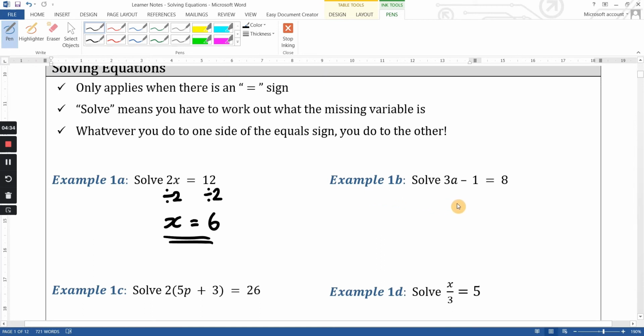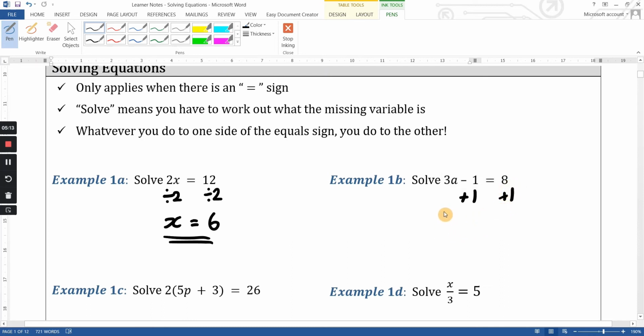So let's try 1b. We've got 3a minus 1 equal to 8. We want our answer to look like a equal to something, so I just want a on its own on one side. Let's just keep the a on this side. I know I've got 3a, let's just keep that there. Let's get rid of the minus 1, because I don't like that being there. To get rid of it, you always do the opposite of what it actually is. So if it's a minus 1 in this case, I have to plus 1 to that side. But if you plus 1 to this side, I'm going to have to plus 1 to this side as well.